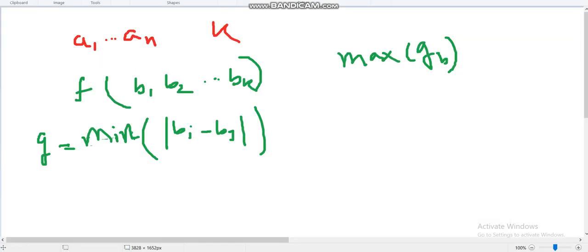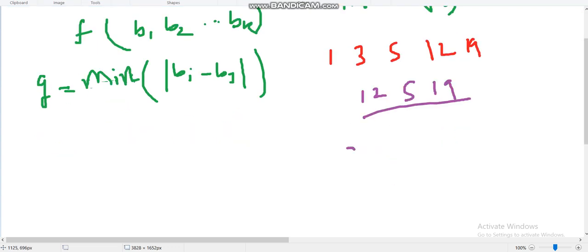So what is the first observation? Let's say we have taken an array: 1, 3, 5, 12, 19. Now we have to take three elements from this. So let's say we have taken 12, 5 and 19. So what will be the minimum absolute difference in this array? Now if we sort the B array, so 5, 12, 19, then after sorting, the minimum absolute difference will be between two adjacent integers.